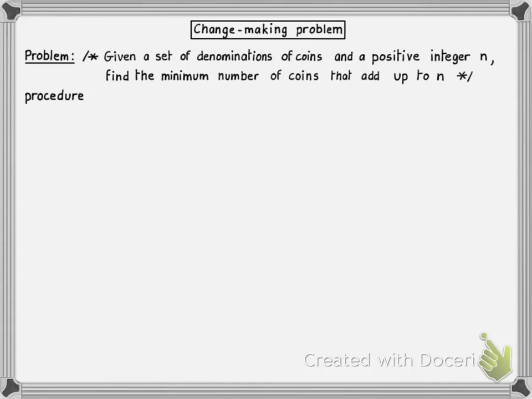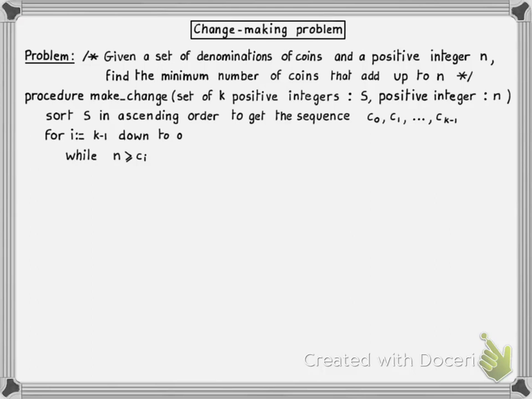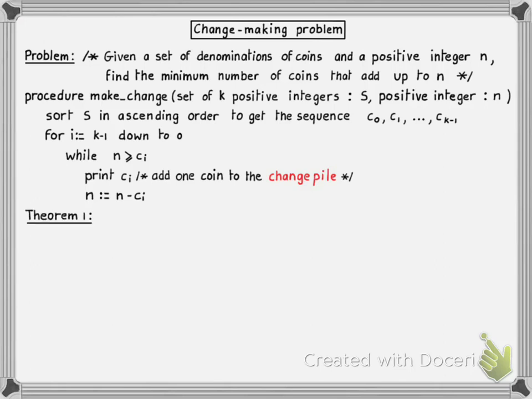Instead, we're just going to print the coins that make up the amount n on the screen when we run it. The name of the algorithm is make change, and the two inputs are, one is the set of the coin denominations, you have k of them, and a single integer, which is the amount you need to make change for. Now, instead of describing the algorithm in detail, I'm just going to list it here in full, and then we're going to use the following theorem to demonstrate how it works through a trace.